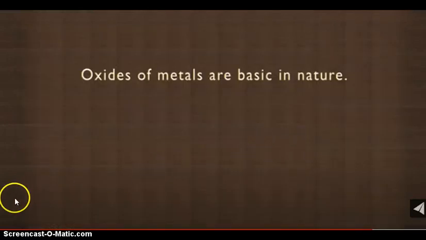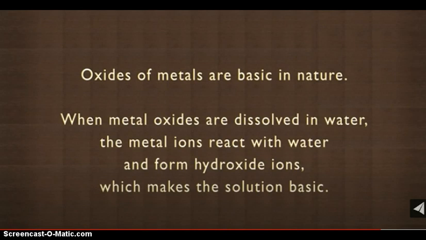So we can say that oxides of metals are basic in nature, and when metal oxides are dissolved in water, the metal ions react with water and form hydroxide, which we have seen in the reaction that there are two reactions occurring. First reaction is magnesium plus oxygen forms magnesium oxide, that is MgO, and then magnesium oxide reacts with water to form magnesium hydroxide, Mg(OH)2, and this is basic in solution.